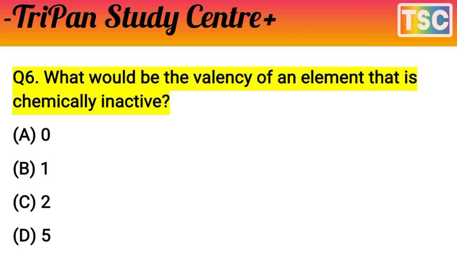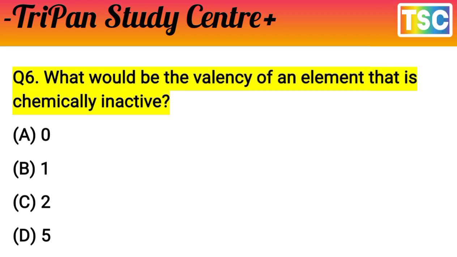You know that question is very interesting. But one fact is important. The elements with valency 0 are chemically inactive as they have completely filled octets in their outer shell. What should be the valency of an element that is chemically inactive? It means here A, 0. Option A is correct.